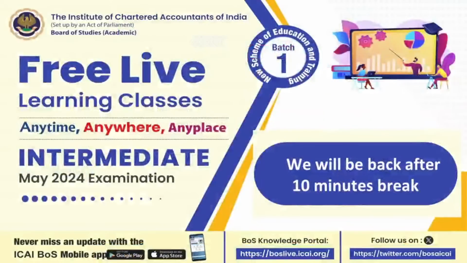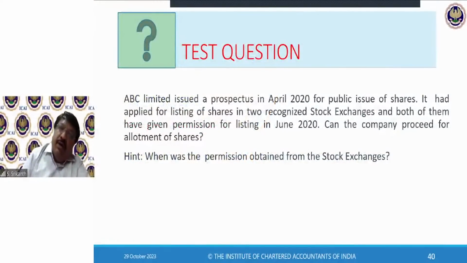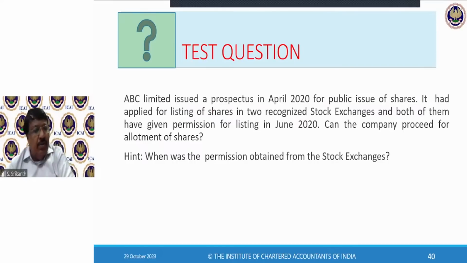ABC Limited issued a prospectus for a public issue of shares. It had applied for listing of shares in 2 recognized stock exchanges, and both of them have given permission for listing in June 2020. Wow, that's good. They've given their permission. Can the company proceed for allotment?